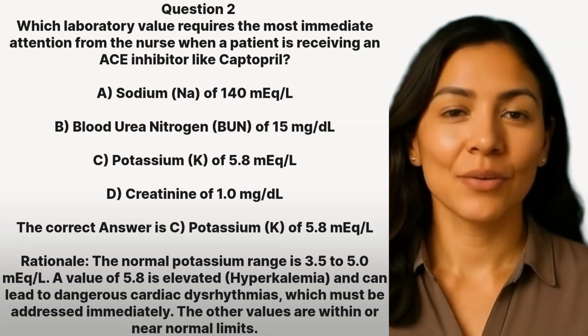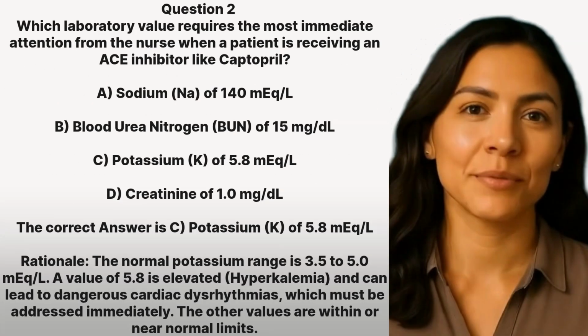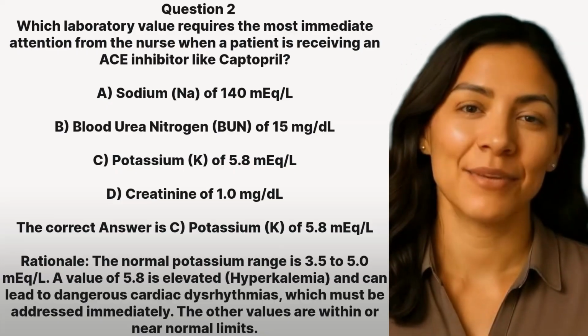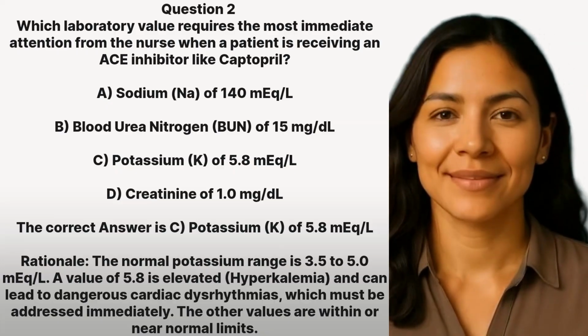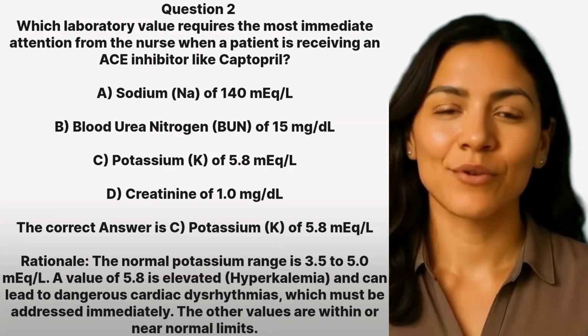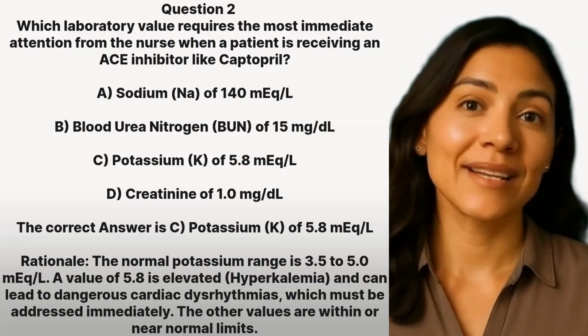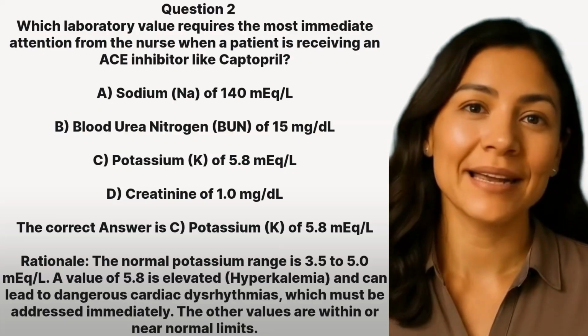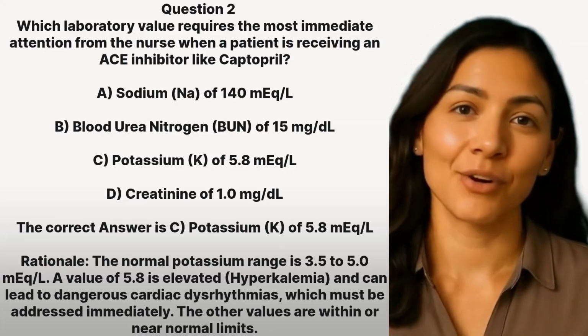Question 2. Which laboratory value requires the most immediate attention from the nurse when a patient is receiving an ACE inhibitor like captopril? A. Sodium 140 mEq/L. B. Blood urea nitrogen of 15 mg/dL. C. Potassium K of 5.8. D. Creatinine of 1 mg/dL.